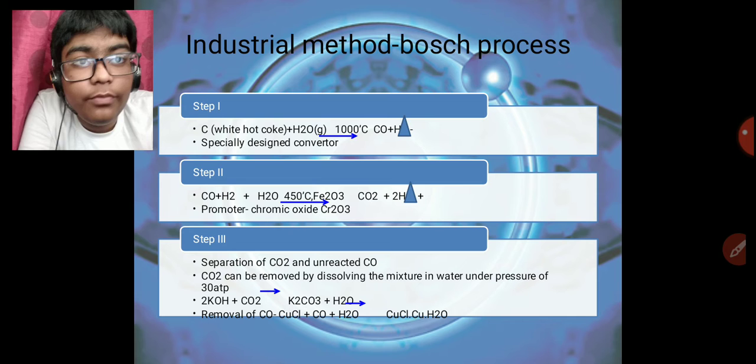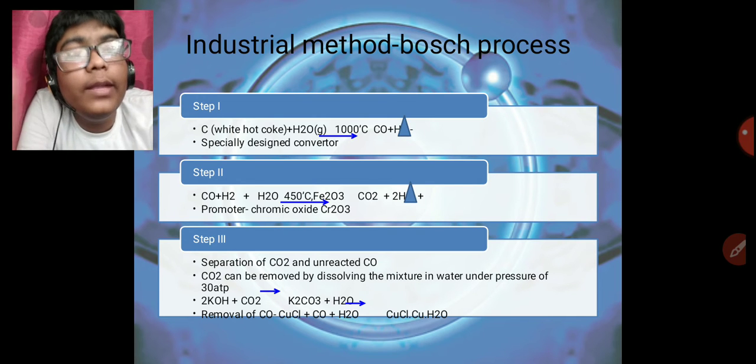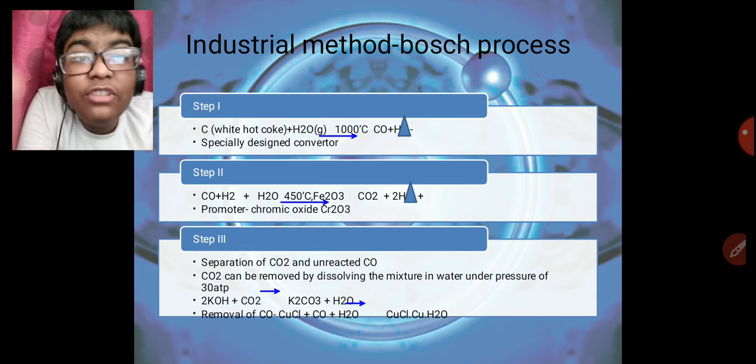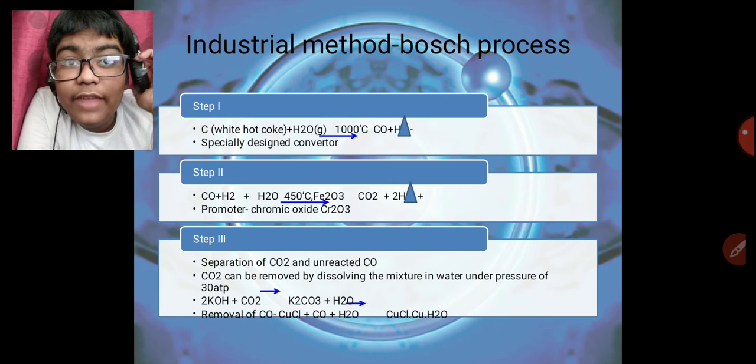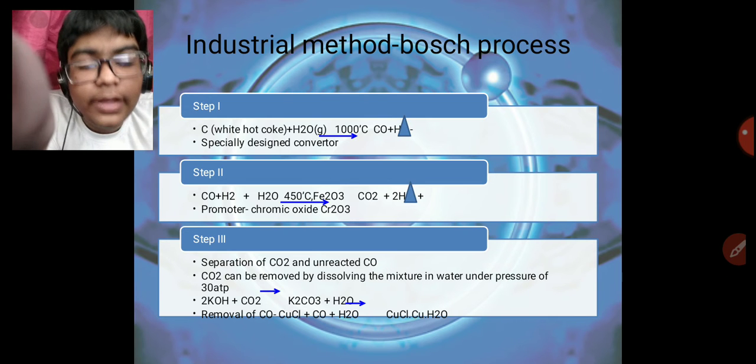The first method is the Bosch process. Step 1 is when carbon, which is white hot coke, is reacted with water at 1000 degrees Celsius. This reaction gives you carbon monoxide and hydrogen. This is done in a specially designed converter.